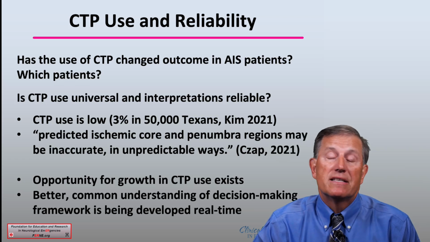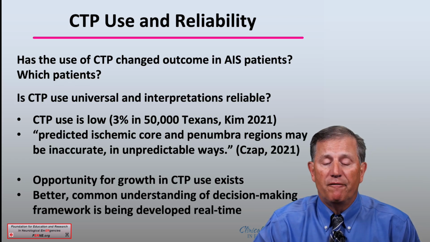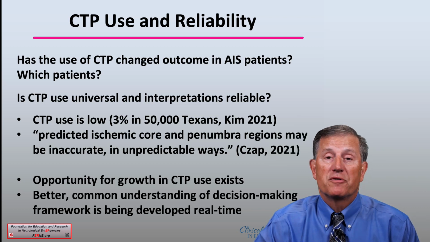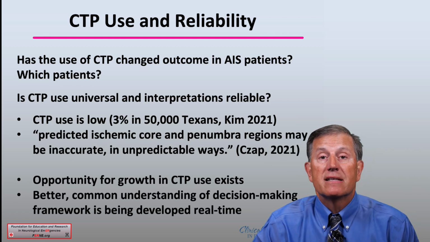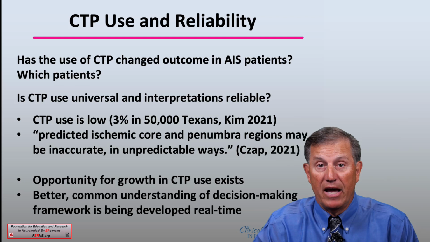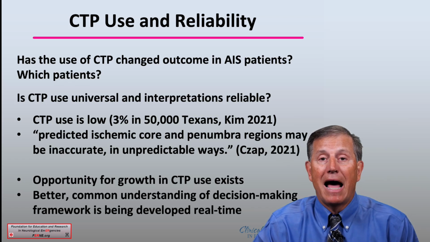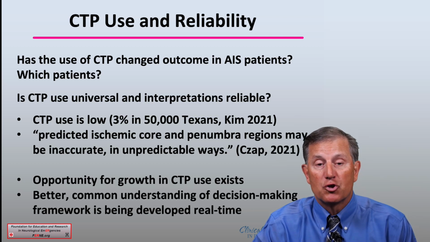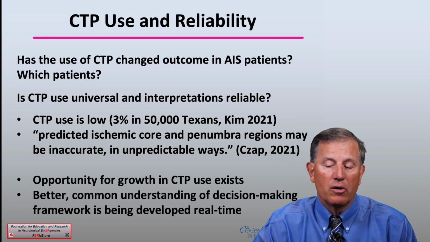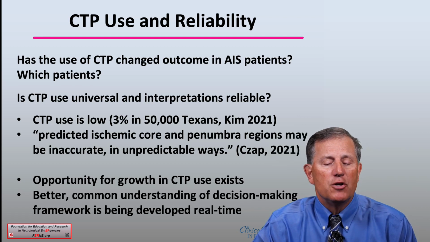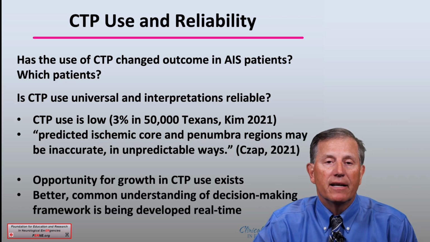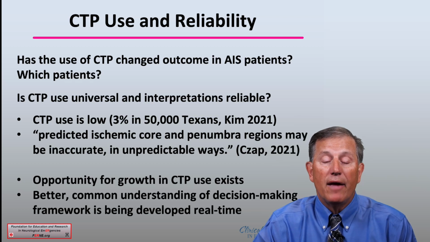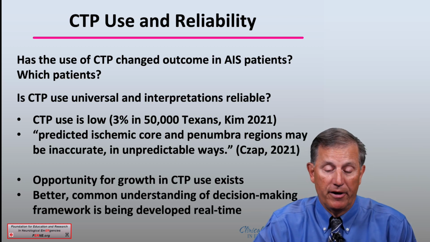What about the use of CTP? Is it universal? Is it reliable? Well, one study looked at 50,000 patients from 2021, and it showed that CTP was only used in 3% of patients. So if you are in a center that is unable to use CTP because it's not available, you are not alone and you are not an outlier with regard to your ability to appropriately and optimally treat ischemic stroke patients. And there was a quote from a study that said the use of CTP predicted the ischemic or infarcted core area and the ischemic penumbra regions in a way that could be a little bit inaccurate or unpredictable.